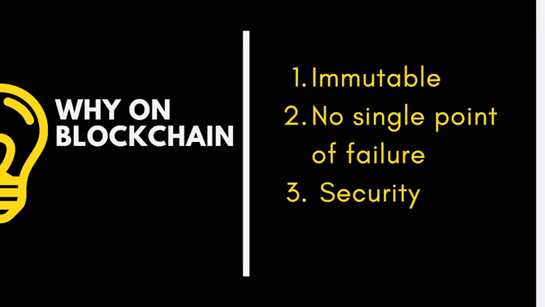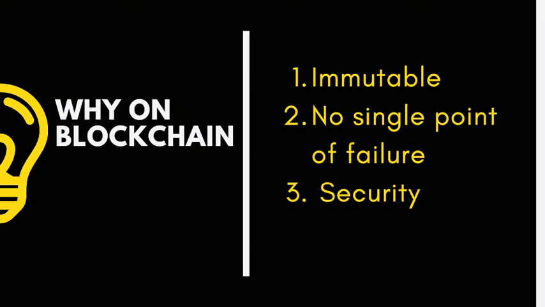So here are the features of the blockchain or smart contract when we deploy on the blockchain. That is why we should deploy our data on the blockchain. The first one is immutable. Immutable means when we deploy our smart contract on the blockchain or when we make transactions to the blockchain, it can never be changed later. And there is no single point of failure because it is not centralized. All the nodes receive the data on the blockchain.